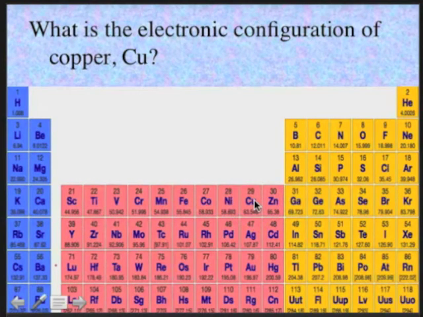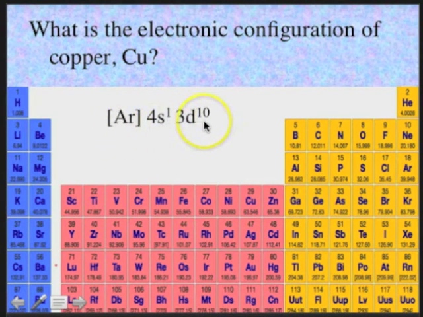But for a d4 and a d9, what you're going to have happen is that an electron from the preceding s orbital is going to be borrowed to either half fill in the d orbital, as in the case with chromium, or to completely fill in the d orbital to make it a d10 orbital, as the case with copper. And the preceding core is going to be argon, right? Here's potassium, so argon is right before it. So we have the argon core, 4s1, 3d10.